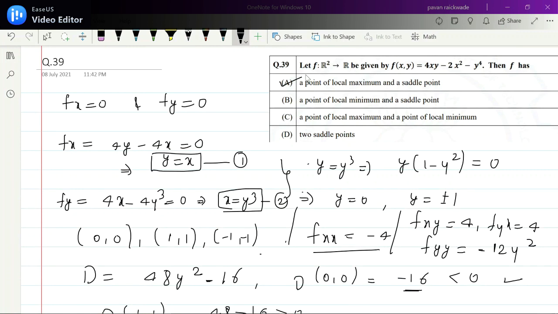So that's it. I think we have finished. These are the questions from the real analysis section. As you can see, there were not very tough questions. All the questions were easily doable. You just have to hunt for the easy questions and you are through.